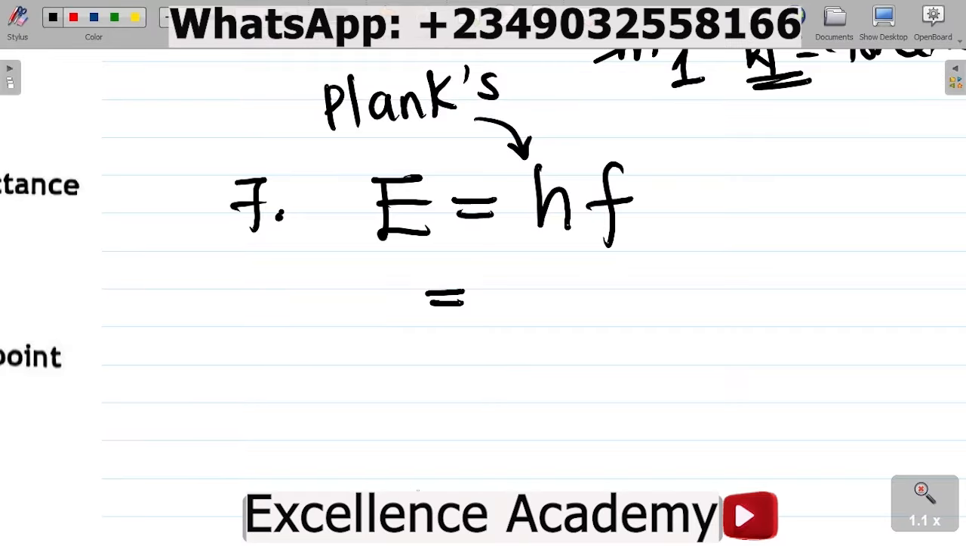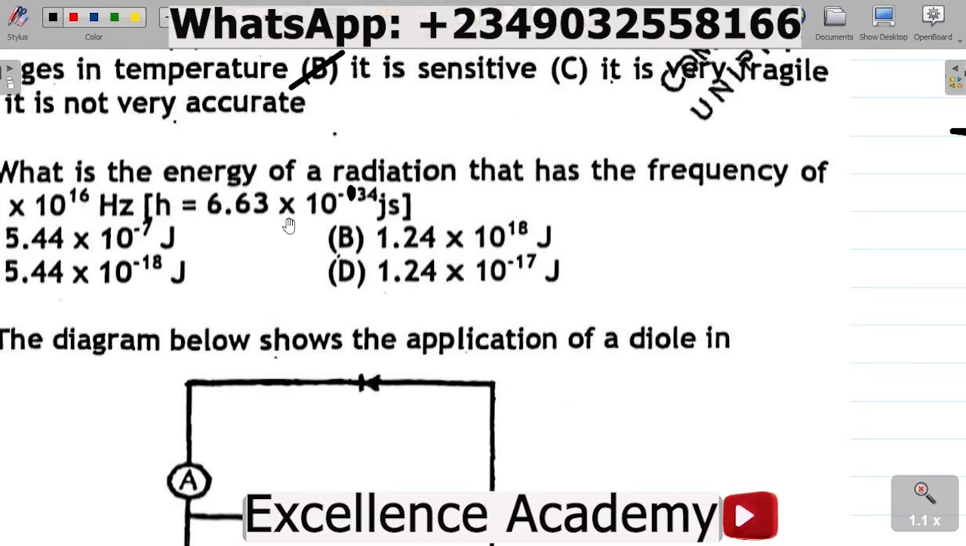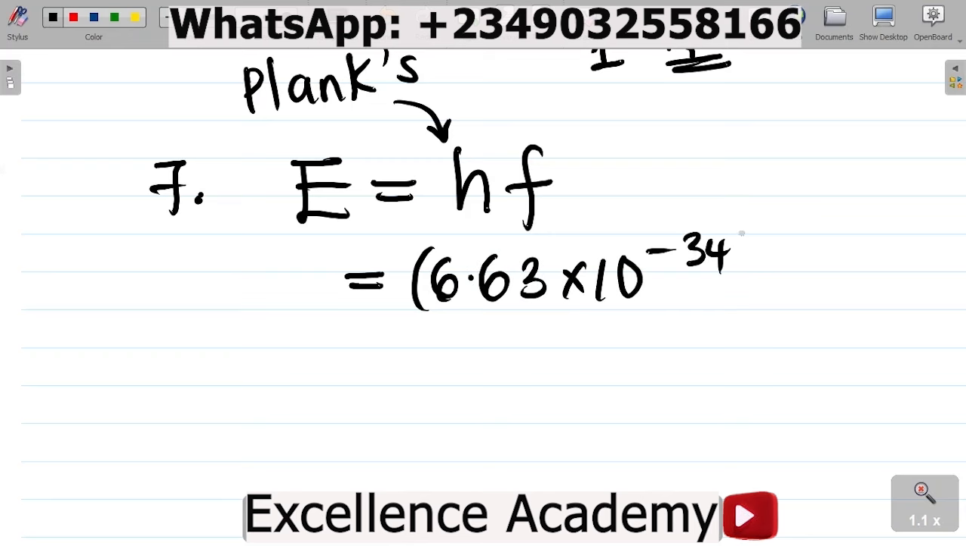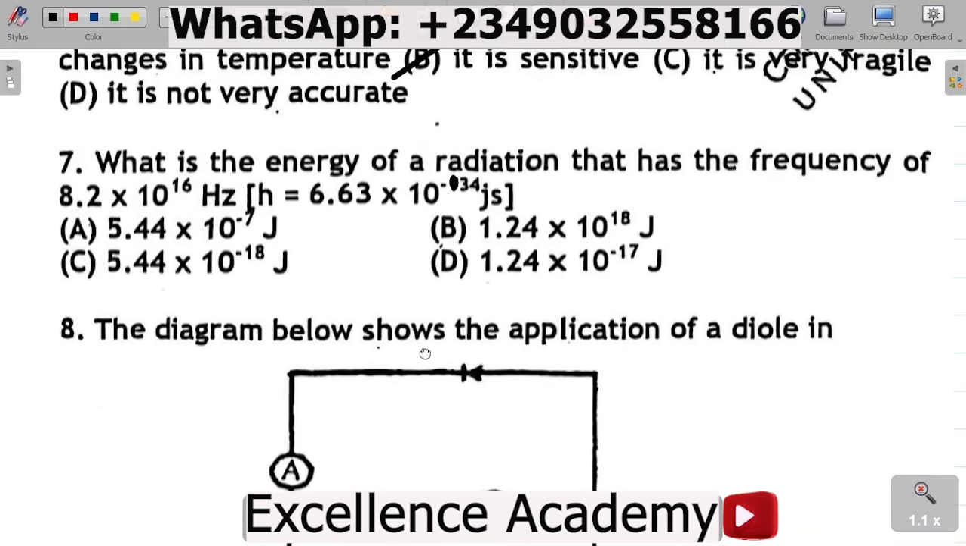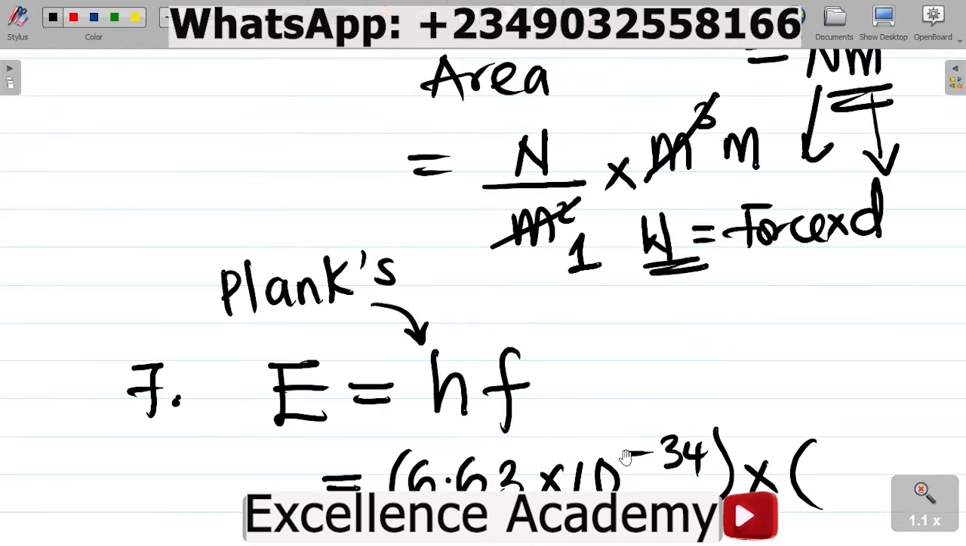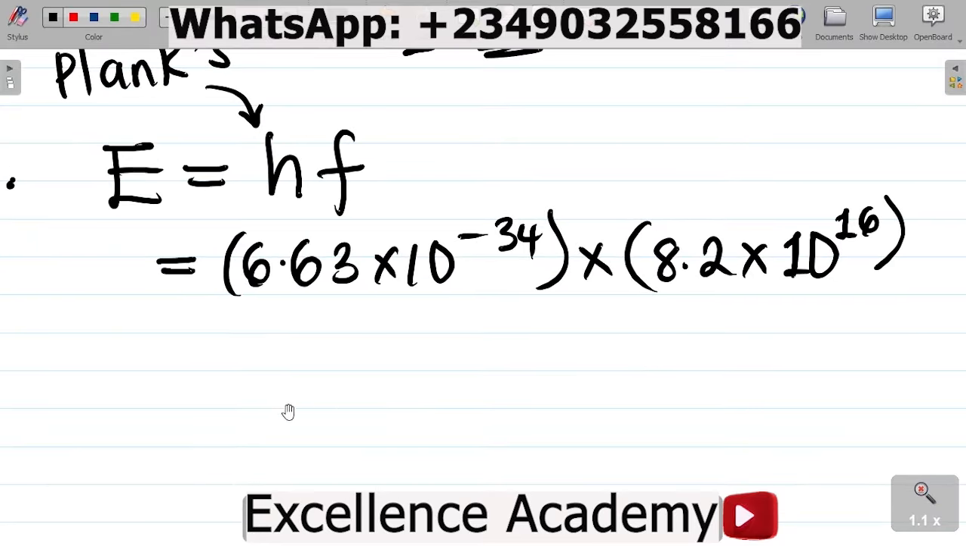This is equal to Planck's constant here, as you're given, 6.63 times 10 to the power minus 34. This multiplying frequency. What's the frequency here? The frequency here is 8.2 times 10 to the power 16 hertz. So you have this. Now let's multiply this.